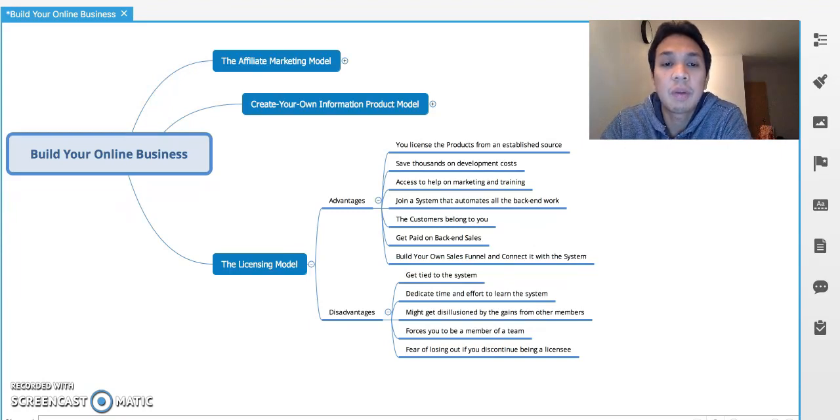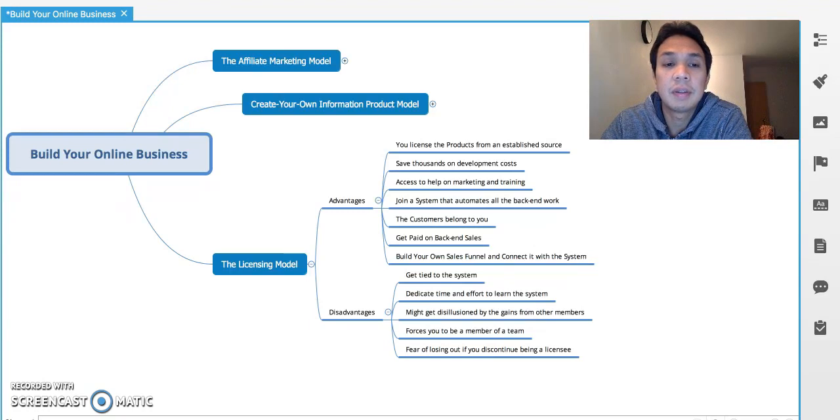Let's go to the advantages and disadvantages. One of the advantages is that you become a licensee of the product from an established source. So you already know that this product is working, so you just become a licensee of that product, and then you can promote that product as if it's your own. However, it's something like a franchise model, so you're basically paying to promote this product. It's unlike affiliate marketing, wherein it's free to promote, and the vendor or the owner of the product will pay you commissions. This one will require you to put the money up front, or maybe a monthly fee or something like that, to license the products.